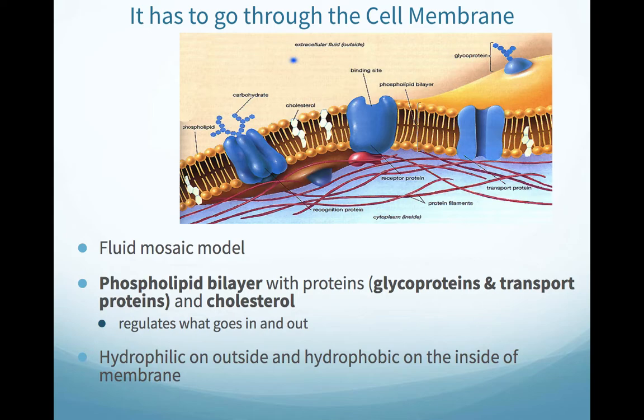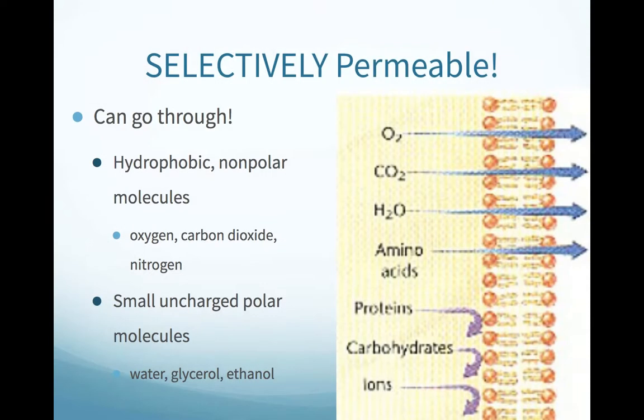All of these different things allow the cell membrane to actually determine what comes in and out. It's not just an open screen. Things don't just willy-nilly come in and out of it. They move through depending on their size, whether they're hydrophobic, whether they're polar or nonpolar. And that's what makes it selectively permeable. Things that can go through are your hydrophobic nonpolar molecules, like your oxygen, carbon dioxide, and nitrogen, and some small uncharged polar molecules like your waters, glycerols, and ethanols. Although those do need a little help to go through, but they can.